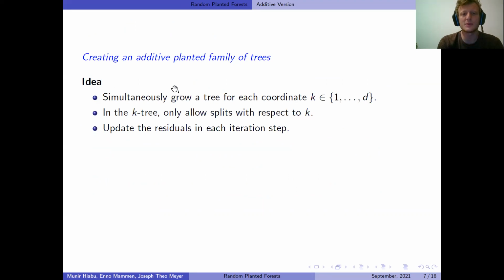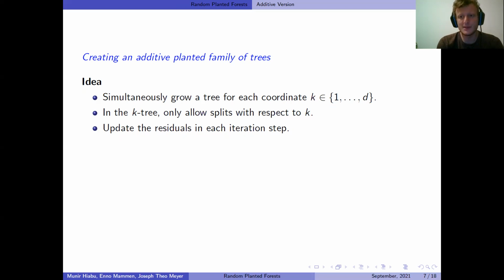So now I want to explain an additive version of our algorithm, where the result is always an additive model. And the more complicated version will just be hinted at later. So the idea is to simultaneously grow a tree for each coordinate k. And the tree may only be split with respect to its respective coordinate.